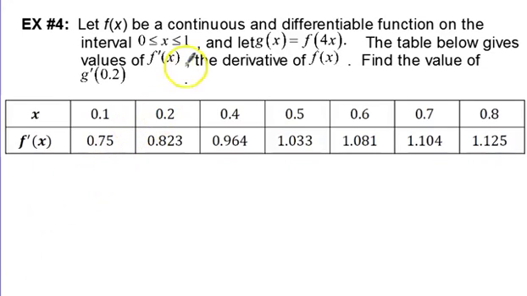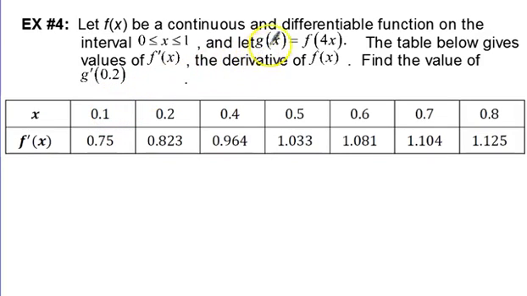In example 4, we have a continuous function f of x that is differentiable on the interval from 0 to 1. We have x values that are on that interval, and we have the calculated values of derivatives at those points. So we can substitute from this table to find a particular value that we're looking for.